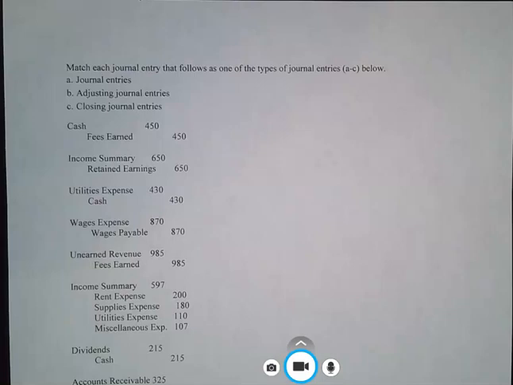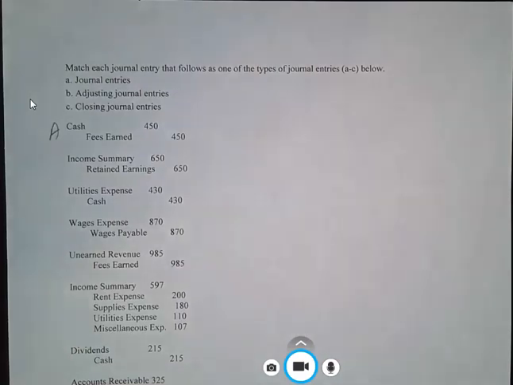Okay, so it says here for each of these below, we're going to mark them A for journal, B for adjusting, and C for closing. So our first one is right here. We have a debit to cash for $450 and a credit to fees earned for $450. This is cash received at the time that services are provided, and this would be an example of a typical regular journal entry. So we're going to put the letter A out there to signify that that is a regular journal entry.